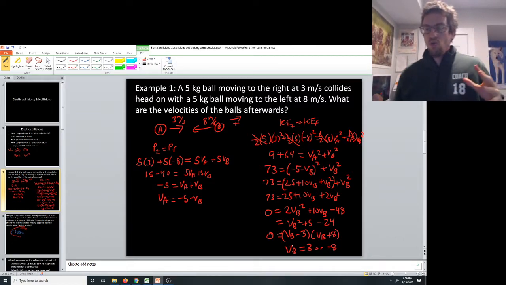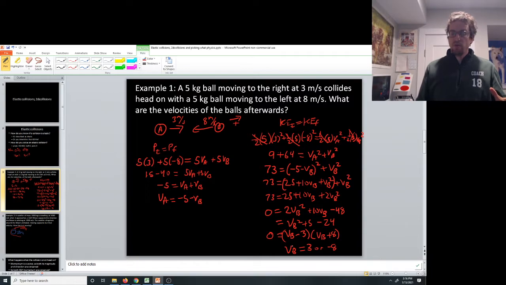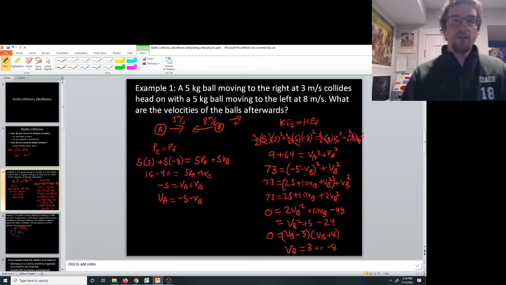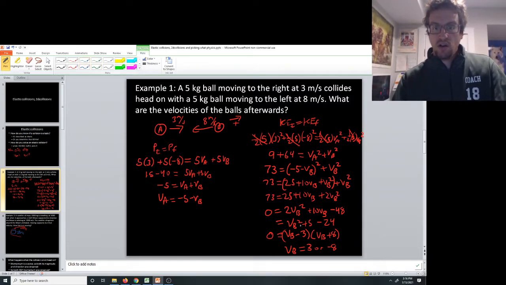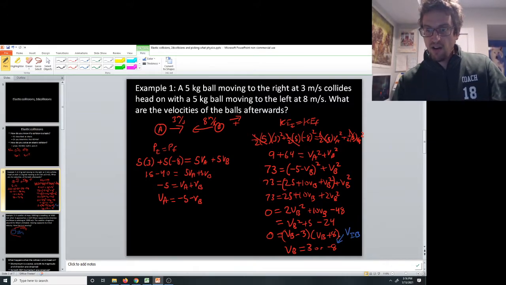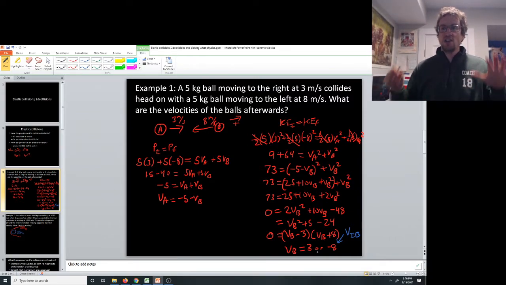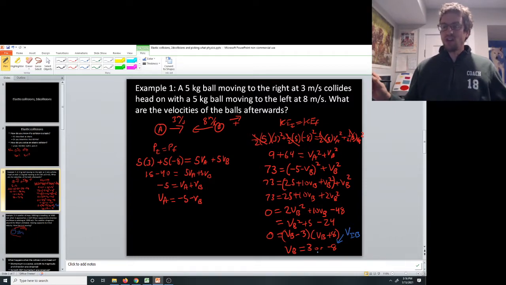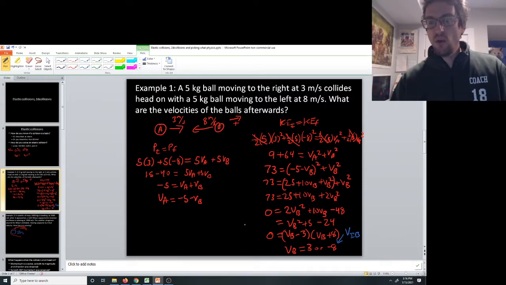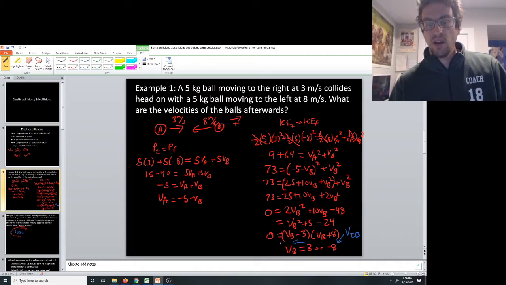Now, you always get two answers from this. It's pretty much guaranteed. One of those answers is VB's initial velocity, this is actually V initial B. So you should always get the initial velocity as one of your answers. If you didn't, you made a math mistake. The other answer is V final B, which means we can then find that VA final is going to be negative 5 minus 3, or negative 8.